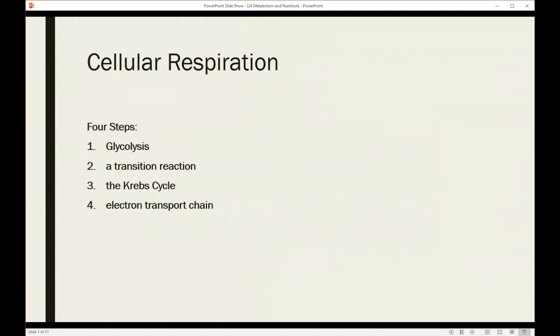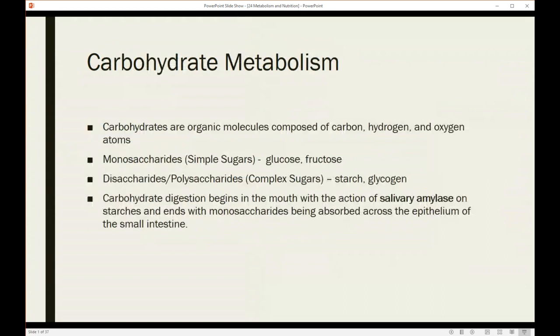The Krebs cycle, and then the electron transport chain. Okay. So carbohydrates, again, are organic molecules. They're composed of carbon, that's the carbo part, hydrogen, the hydro, and then the oxygen is the O in there, okay, carbohydrate atoms.